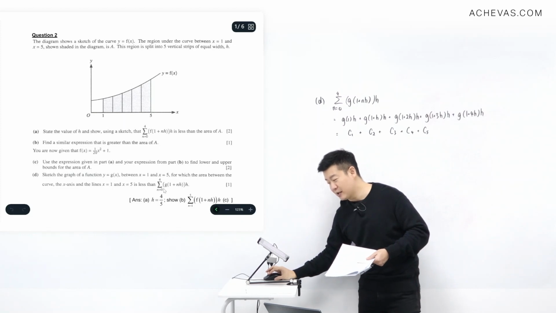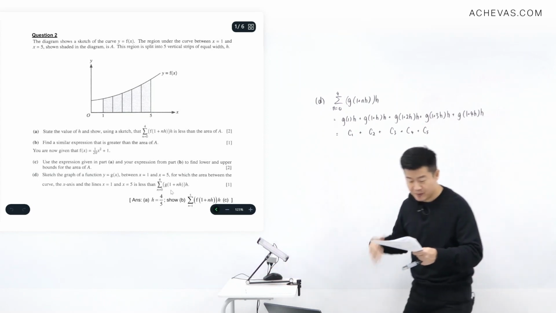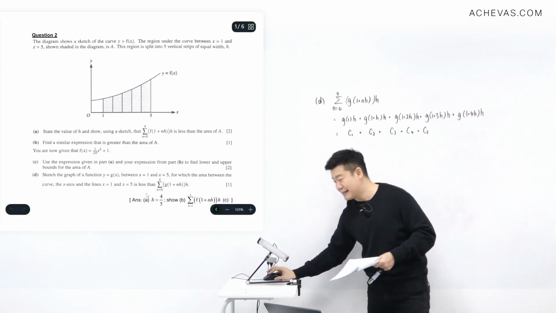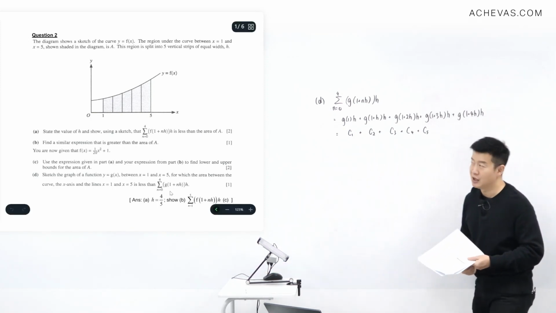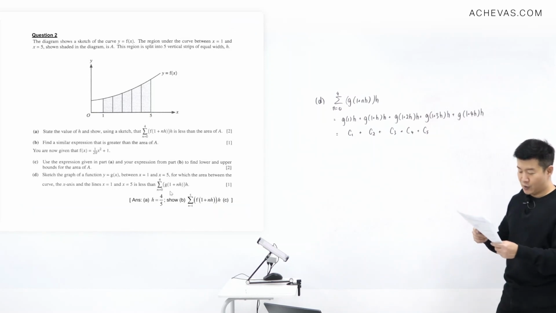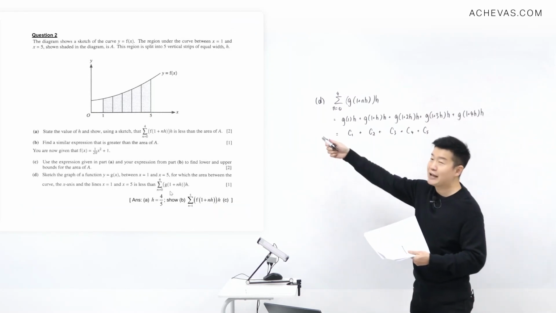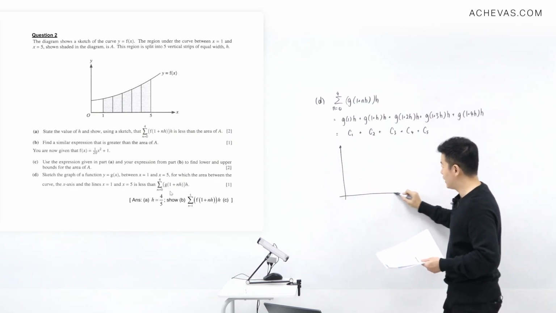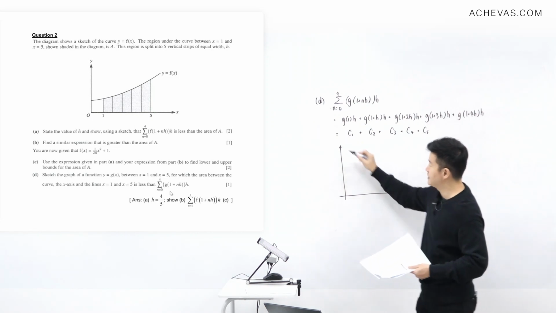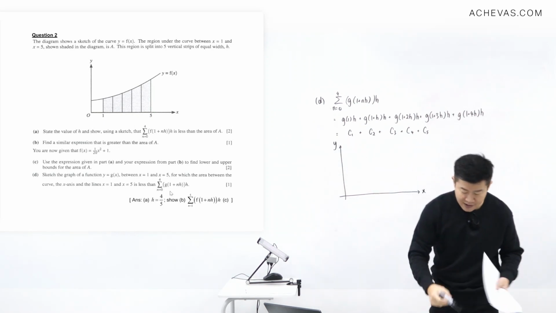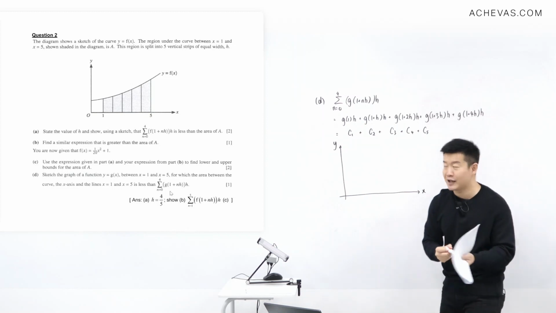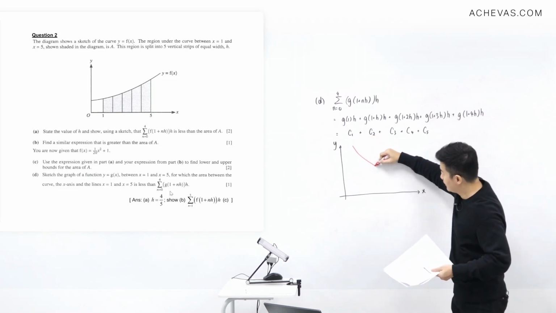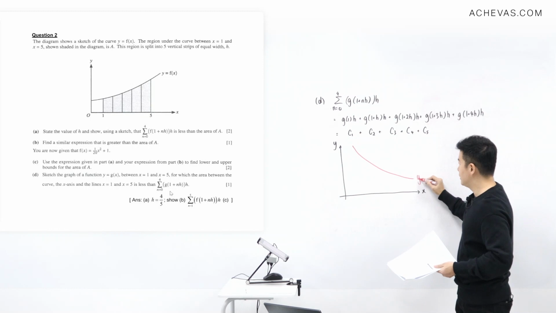But this question wants the sum to be bigger than the area, because the area is less than this sigma notation. To make this happen, the graph that I'm going to sketch, instead of an increasing graph like I have here, let's take a look. Here let's say we have our x-axis, here our y-axis. What if we were to draw a decreasing graph? For example, something like this, to represent g(x).